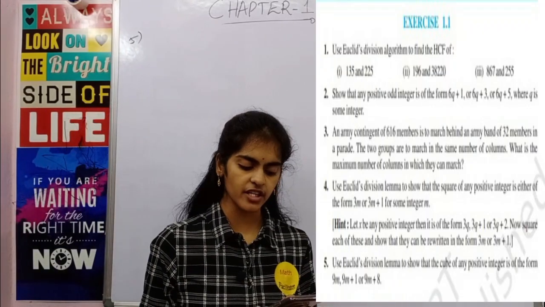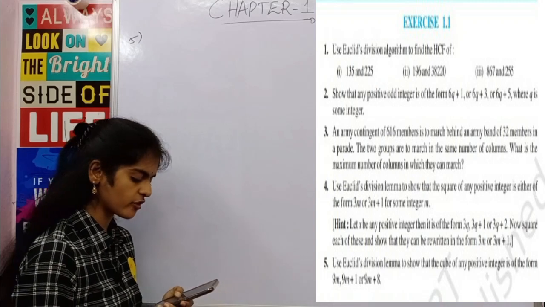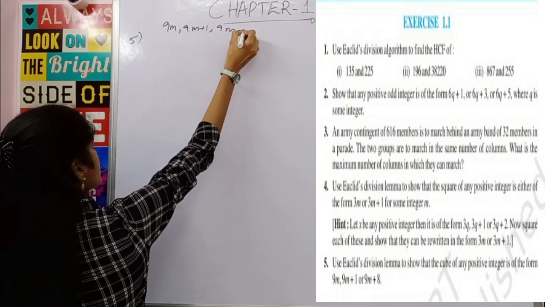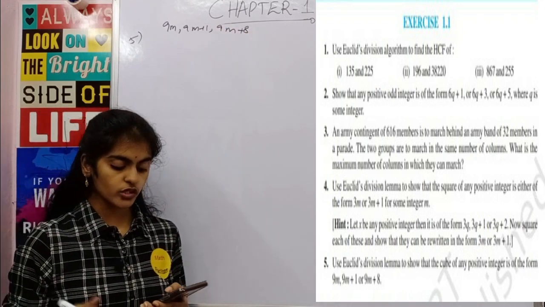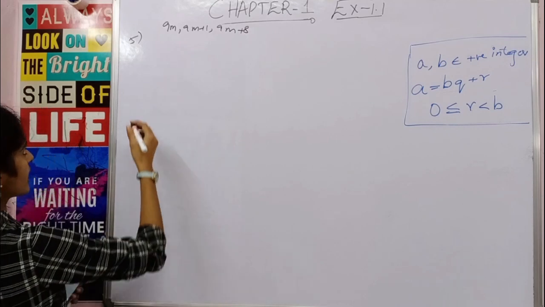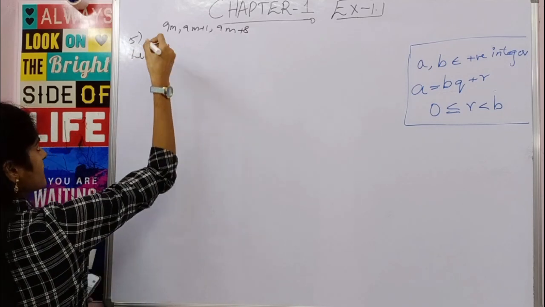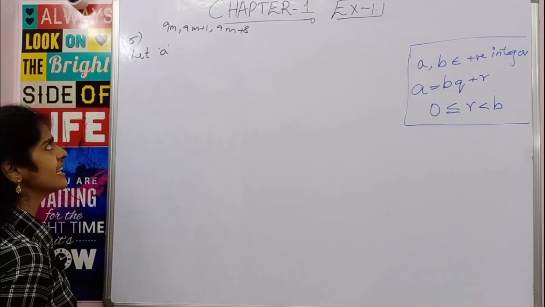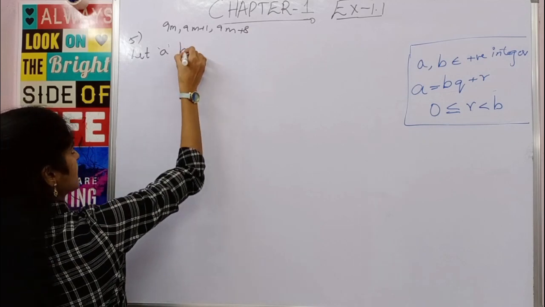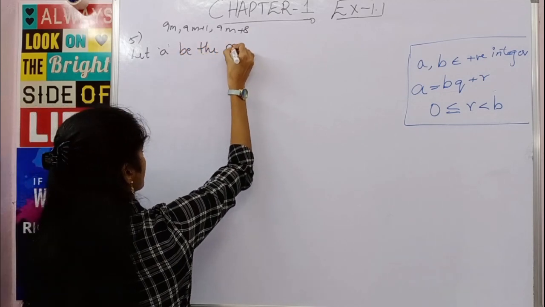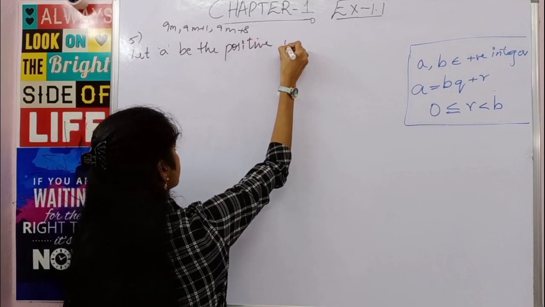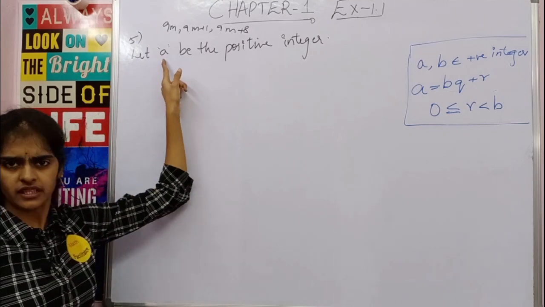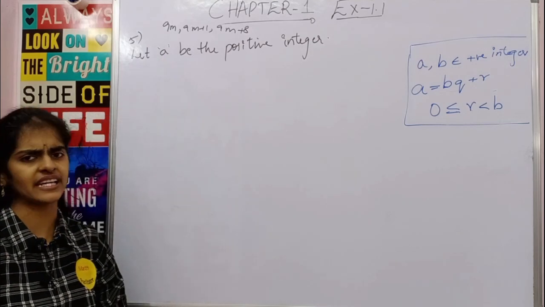Use Euclid's division lemma to show that the cube of any positive integer is of the form 9m, 9m plus 1, or 9m plus 8. Okay, so the cube of any positive integer you want to prove. Okay, so now in the previous case we have taken x as a positive integer. You can take any variable for that case. Okay, so here let me take it as a. So let a be the positive integer. Okay, you can take anything, any variable. We have taken x in the previous case, now I am taking it as a, no problem.